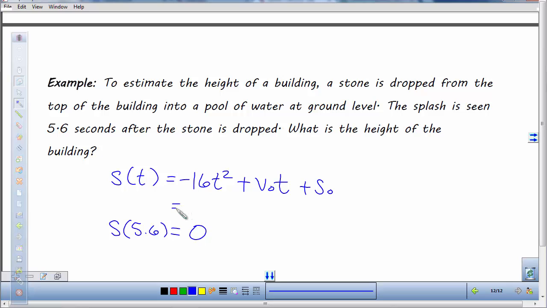So we can come up with a better model. It's negative 16t squared plus S naught. Okay, we don't need V naught. V naught is equal to 0 because at the beginning of this process, the object is really at rest. It's not moving. Okay, so now that I know that, that makes this a little bit easier to solve. If I plug in 5.6, I should get out what? 0.